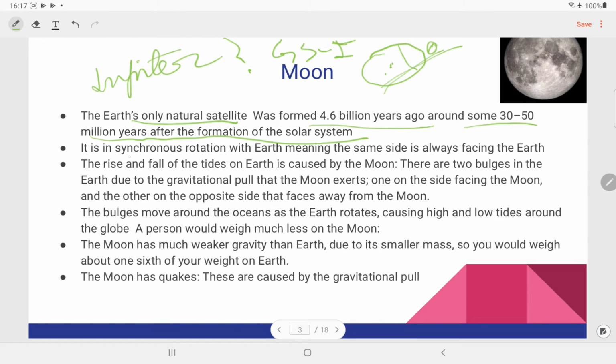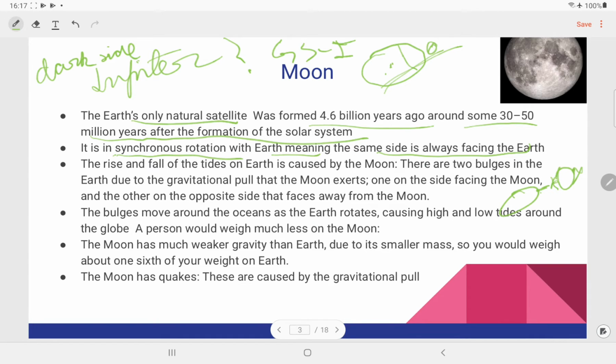The moon is in synchronous rotation with Earth. I mean, it has the same side always facing the Earth. Suppose this is the moon and this is Earth, and this is the X side and this is the Y side. Only the X side will be visible from a particular place, and the Y side, or some other side, will be hidden. This is also known as the dark side of the moon. These things are not that important, but still I am discussing it.